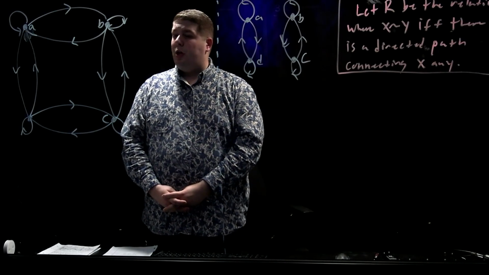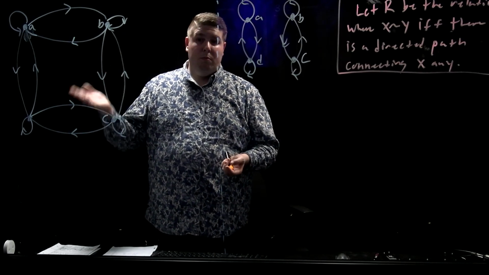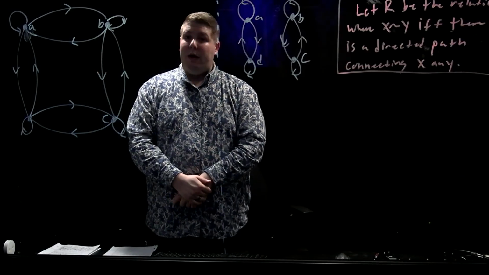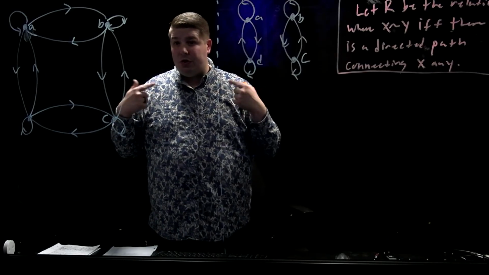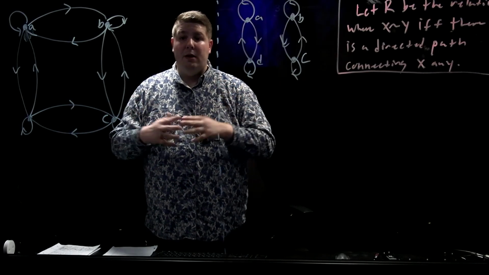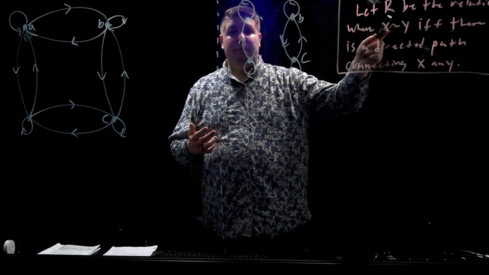Okay? So here I have two directed graphs. This big one and this small one. One of these is an equivalence relation, and the other one is not. And I'm going to show you how to find out which one's an equivalence relation. So we are going to define a relation. We're going to let R be the relation.